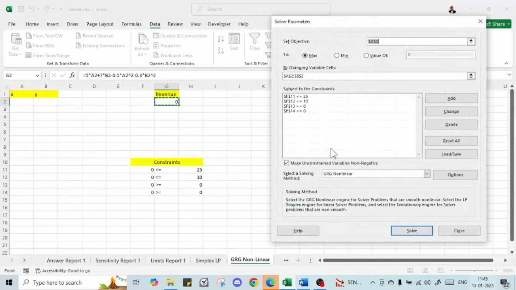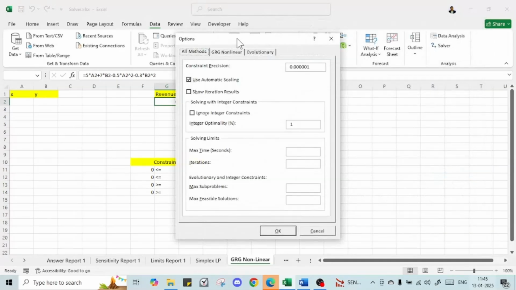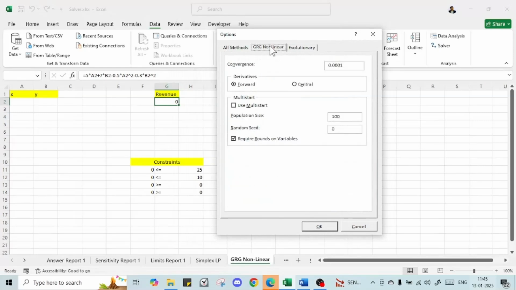Click on OK, and we got here GRG Nonlinear. After selecting GRG Nonlinear, get to the options over here to make the initial setting of parameters. Let's go to GRG Nonlinear. Here the convergence is 0.0001, which is really required with careful scrutiny. And we have 2 derivatives, forward derivatives and central derivatives. As we discussed, forward derivatives are used when we don't really require to find an optimal value with accuracy, whereas central derivatives are used for finding it with high accuracy. So let's go for using central derivatives.